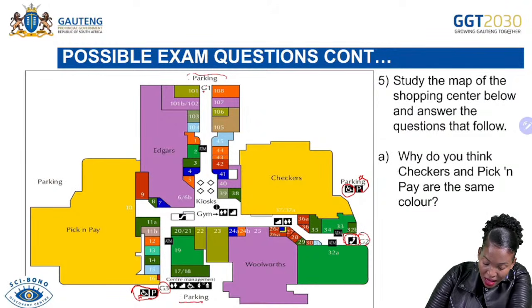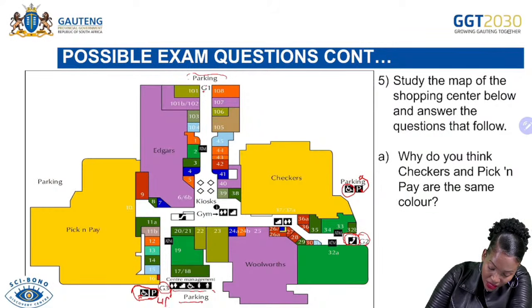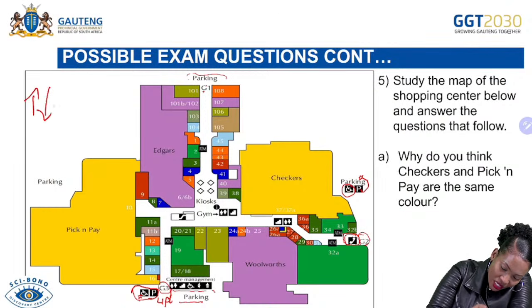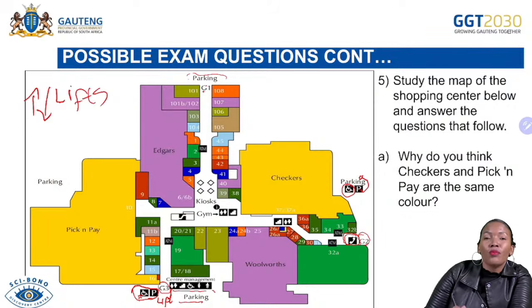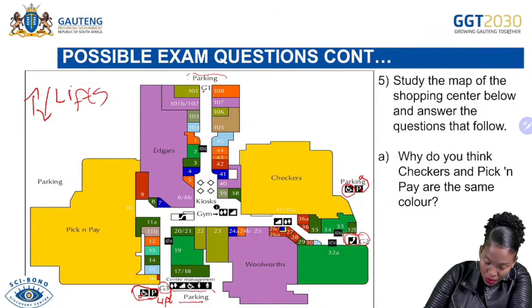And then these symbols, I want to explain these symbols, guys. When you see this symbol here, it indicates that it is the lift. If you see the two arrows, one going up, one coming down, it indicates what? The lifts. The lifts are transporting us up and down in shopping centers.